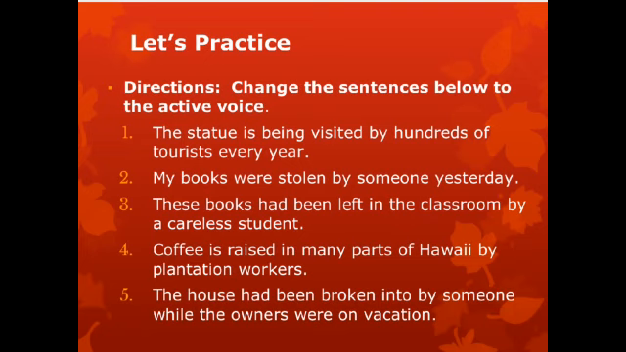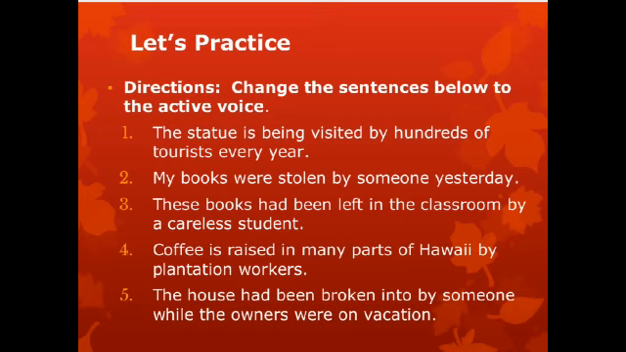Now let us see how to change the sentence below to the active voice. Here we have, the statue is being visited by hundreds of tourists every year. The statue is the subject of the sentence and it is being visited by hundreds of tourists. Now we have to change this to the active voice sentence. So who is the doer of the action here? Hundreds of tourists. So the answer will be: every year hundreds of tourists are visiting the statue. This will be the active voice sentence.